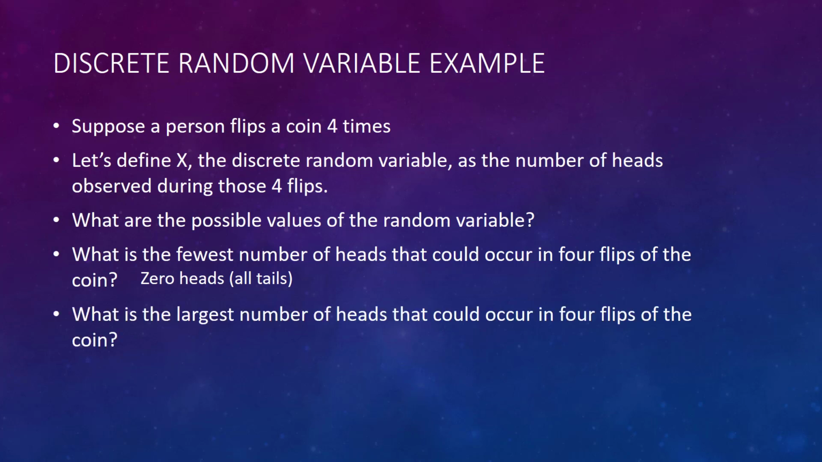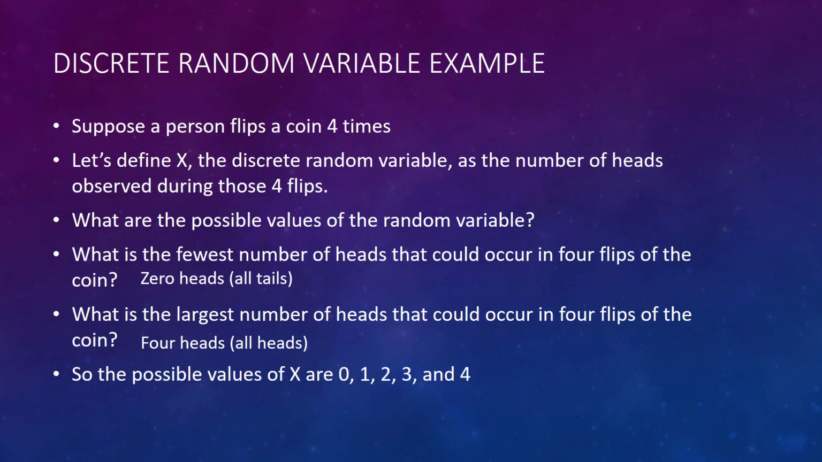What is the largest number of heads that could occur in 4 flips of the coin? Again, pause the video and write down your answer. If you said 4, that is correct. All 4 coin flips could result in heads. So, what are the possible values of x, the random variable? It could be 0, 1, 2, 3, or 4. Because it is a discrete random variable, values in between, for example, 0 and 1 or 1 and 2, are not meaningful. They have to be whole numbers.